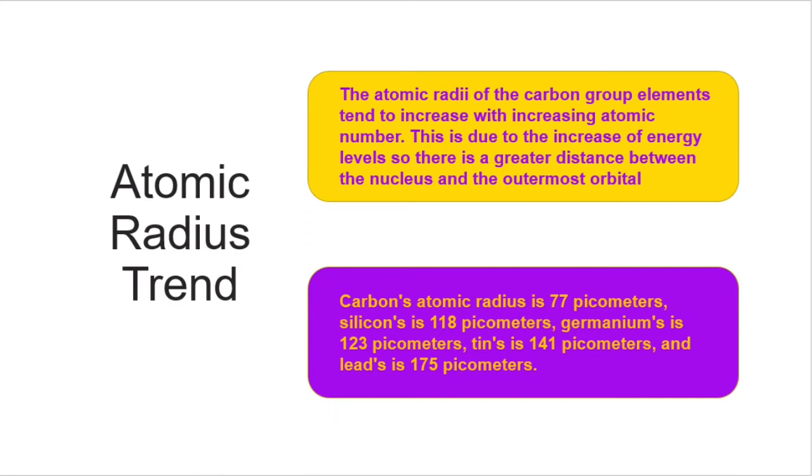Now we will proceed with the atomic radius trend. The atomic radii of the carbon group elements tend to increase with increasing atomic number. This is due to the increase of energy levels, so there is a greater distance between the nucleus and the outermost orbital. Carbon's atomic radius is 77 picometers, silicon's is 118, germanium's is 123, tin's is 141, and lead's is 175.